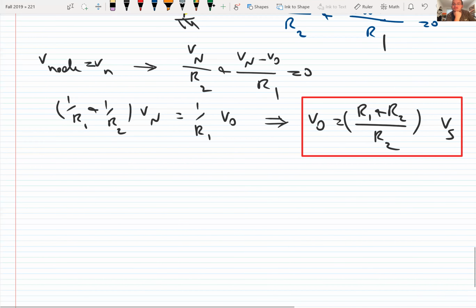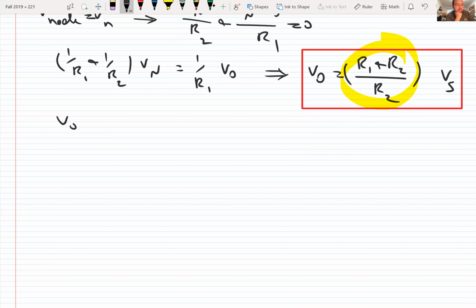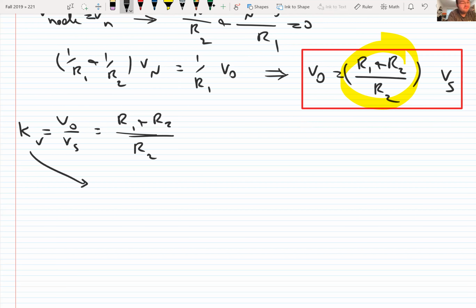What is the gain of the entire circuit? The gain of the entire circuit, of course, is equal to R1 plus R2 over R2, because VO over VS is equal to R1 plus R2 over R2. Okay, so we got to this point and we can call it KV, and it has a name. We call it closed loop gain.